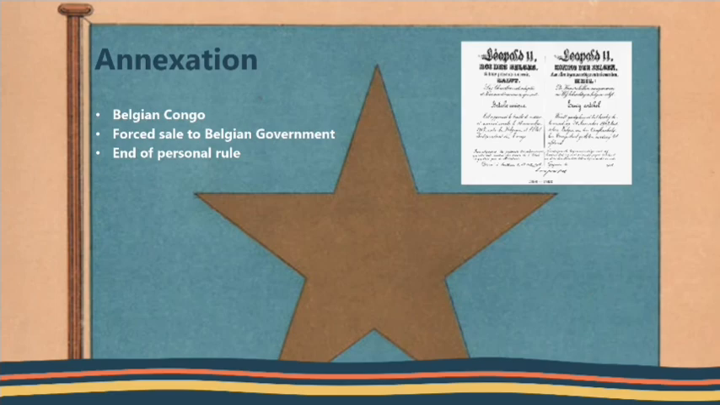And here we can see the signature of the document that Leopold signed to transfer his power to the Belgian government. And then here we have the flag of the Congo Free State.